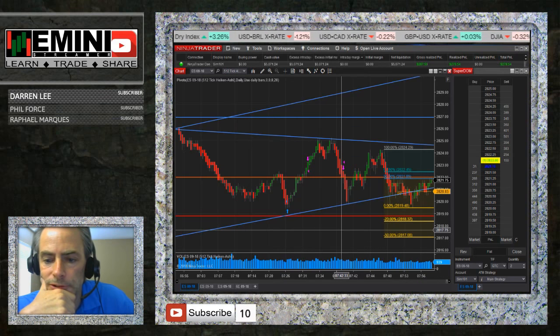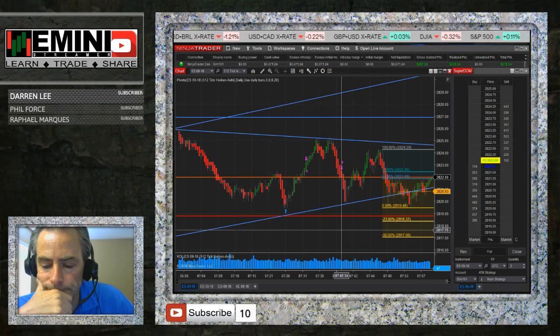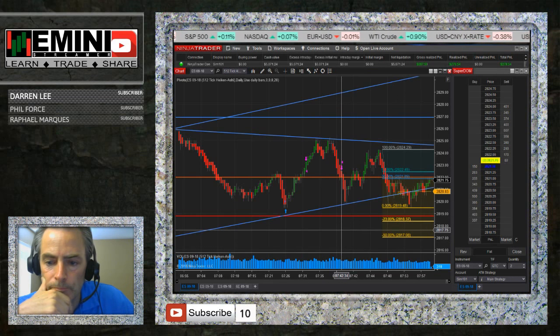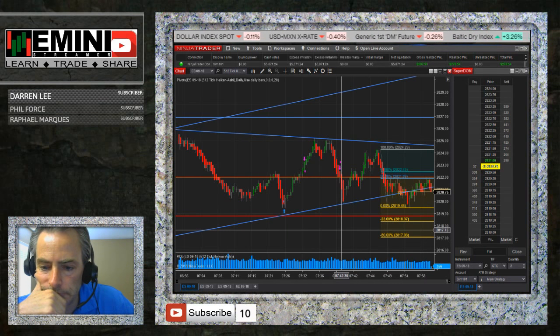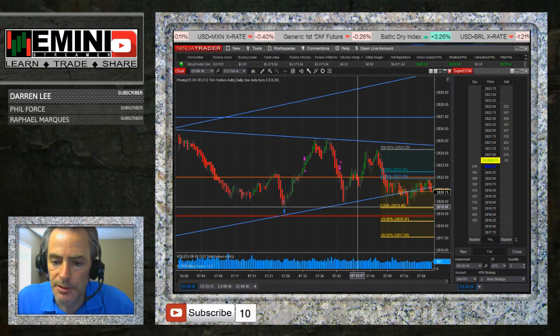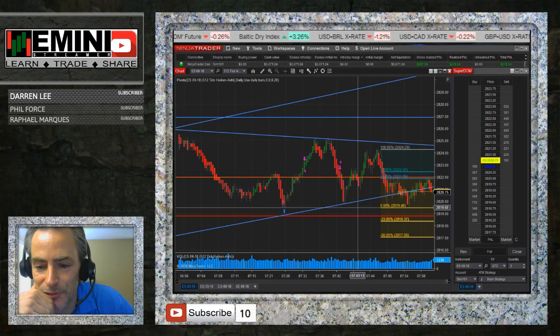Here comes some volume here. This is nice. So that's a good short setup there. It just hit the 50%, held at the top of that channel. Let's see if it's going to hold. If you took that trade, it would be the 28.1950 for the first target.